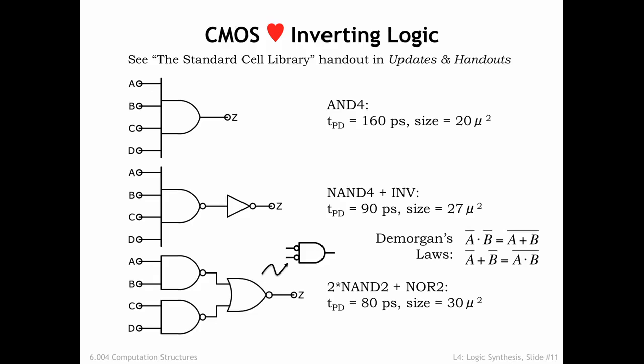It's a little confusing the first time you see it, but with practice you'll be comfortable using De Morgan's law when building trees or chains of inverting logic.